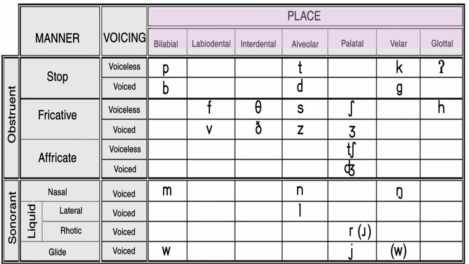Labiodentals are consonants produced at the bottom lip and top teeth. Dentals are consonants produced at the teeth. Alveolars are consonants produced at the alveolar ridge. Palatals are consonants produced at the hard palate. Velars are consonants produced at the soft palate. And glottals are consonants produced at the glottis.